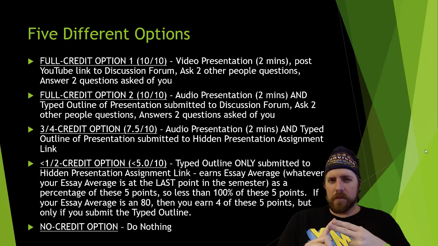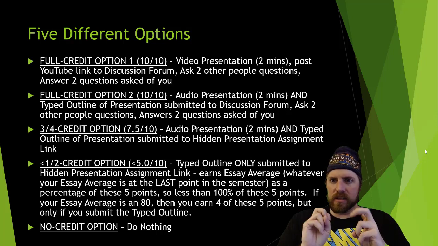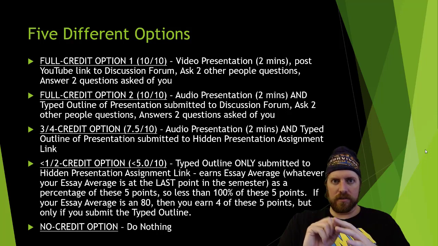The 3/4 credit option is exactly like the full credit option 2, where you're doing an audio and a typed outline, but you're submitting it to a hidden presentation assignment link that I'm going to show you where it is in a little bit. The half credit option has no audio presentation whatsoever. It has you typing the outline though for the presentation. That's if you don't want to do anything.